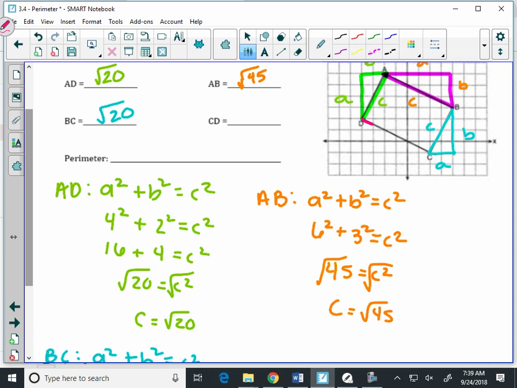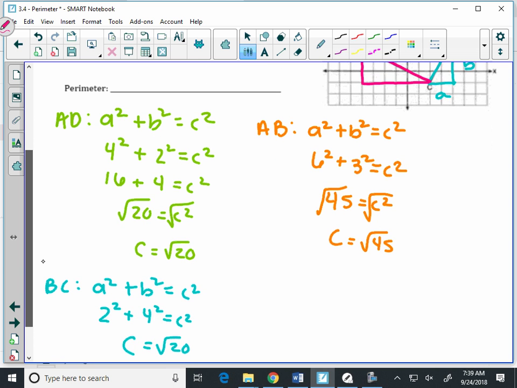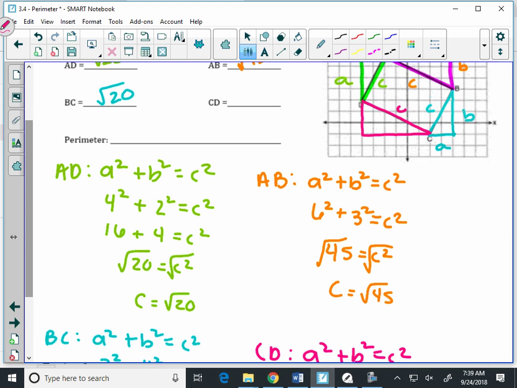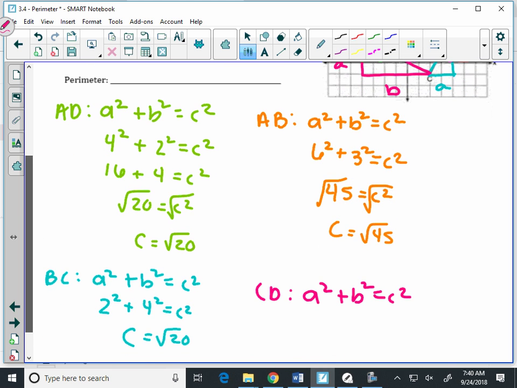for CD. CD, trying to find this my C. Make my right triangle. And plugging into the Pythagorean theorem. And when we count, make this my A, that my B. 1, 2, 3. 1, 2, 3, 4, 5, 6. What are you noticing about your A and your B for this side as well? What do you notice? I got 3 squared plus 6 squared.